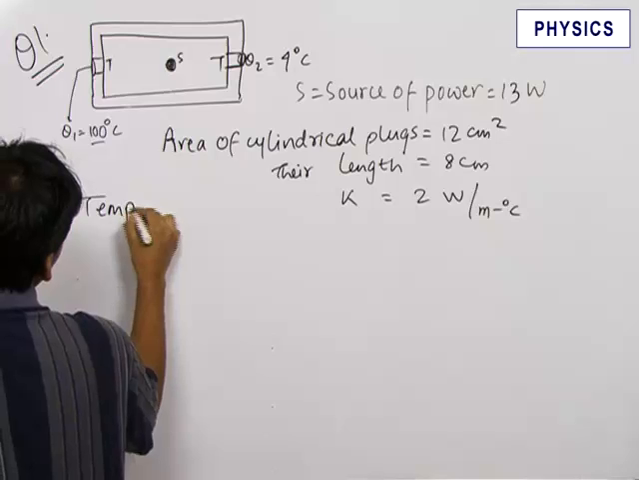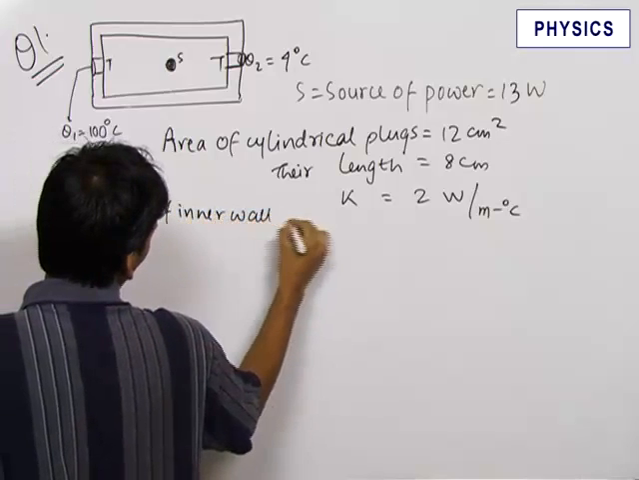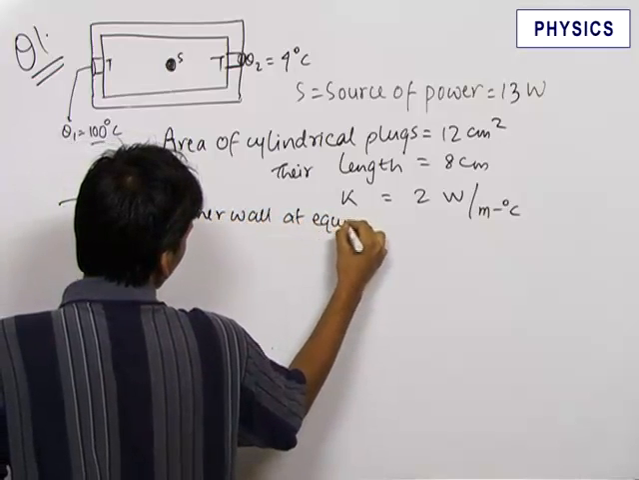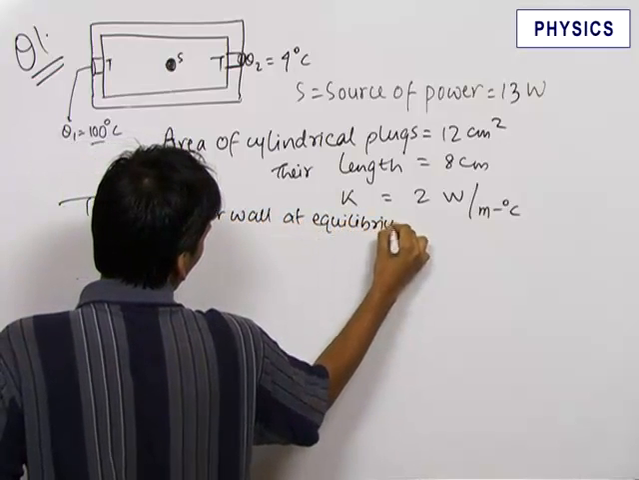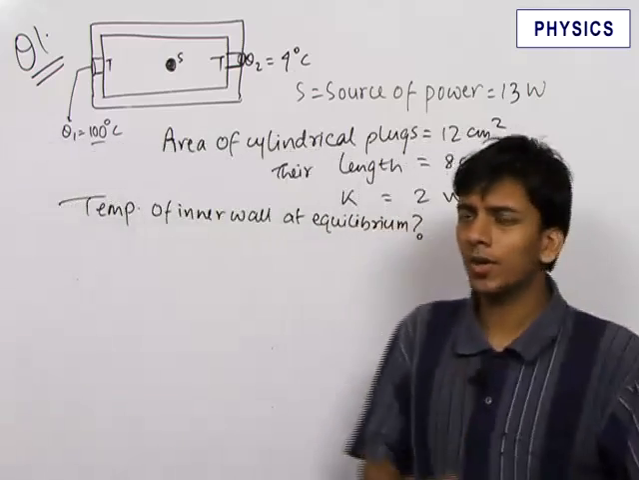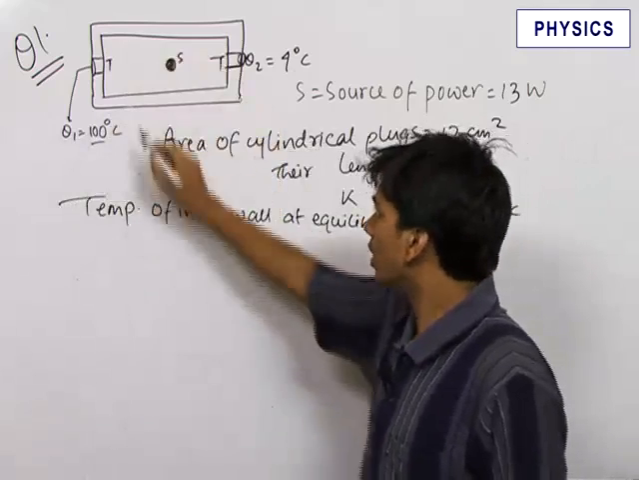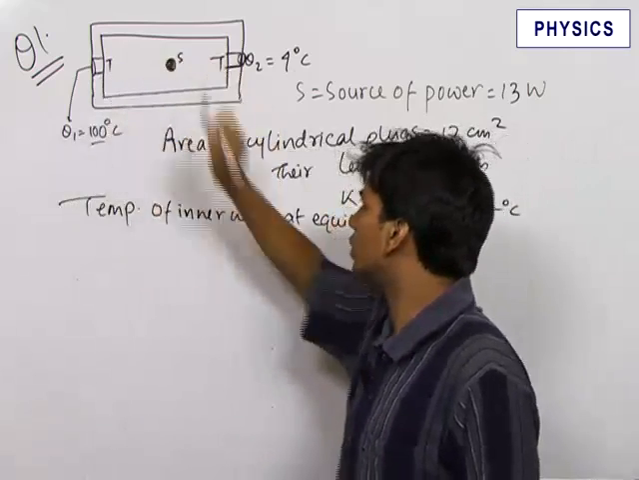Here equilibrium means thermal equilibrium, and at thermal equilibrium the temperature becomes constant. So let the constant temperature finally attained be equal to T.